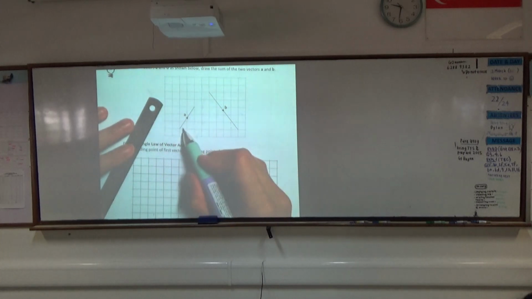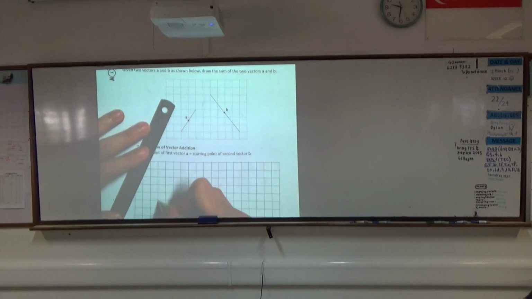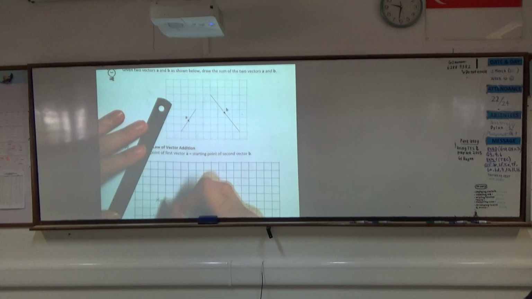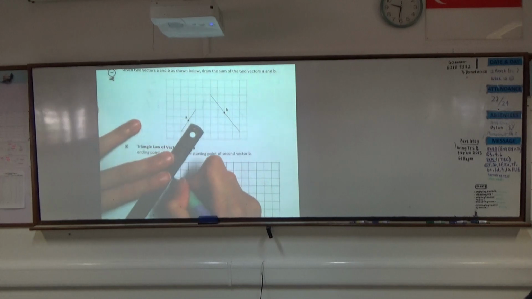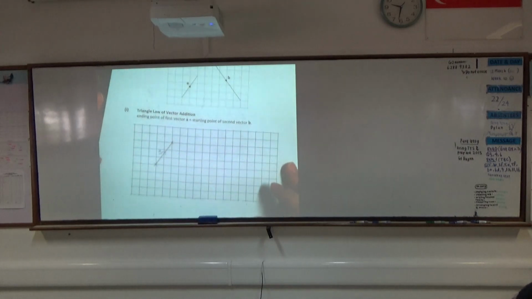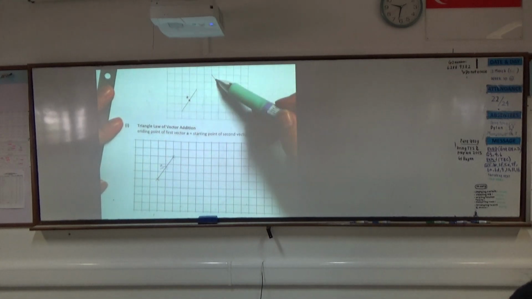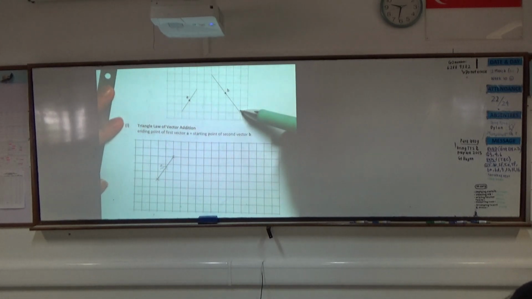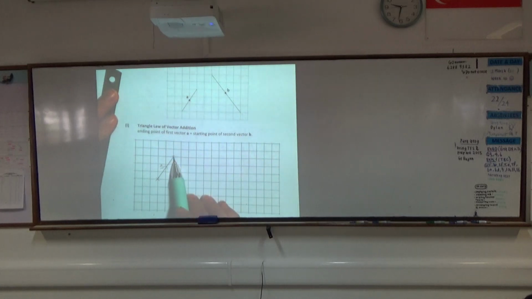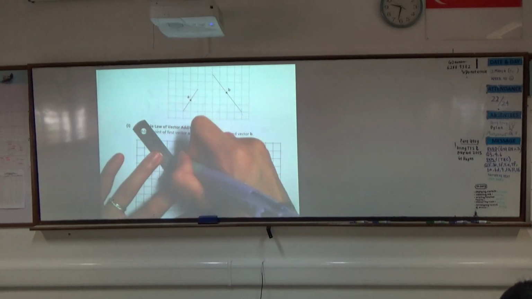So this is 2 to the right, 3 up. I can start with any point. Let's say here, 2 to the right and 3 up. So this is the vector A. And then for the vector B, it is 4 to the right, 5 down. So from here, 4 to the right, 5 down. And my vector B ends here.